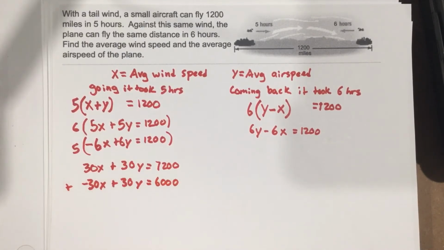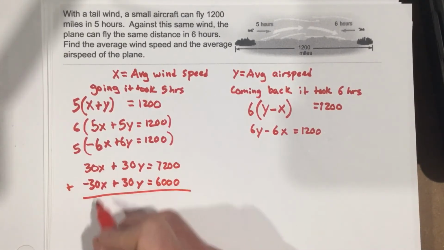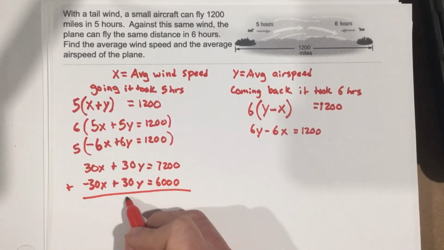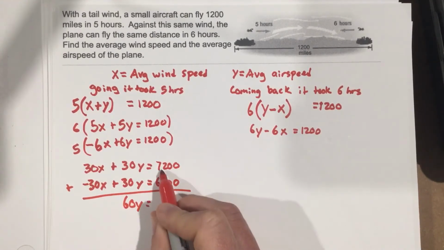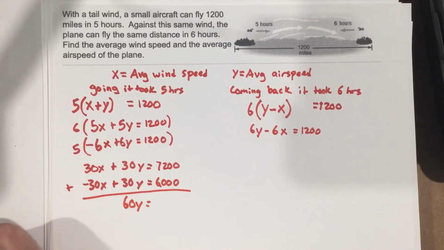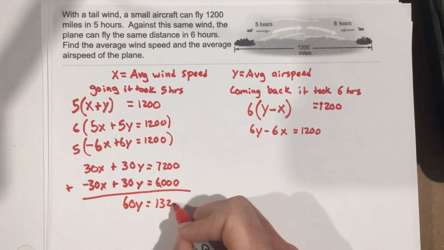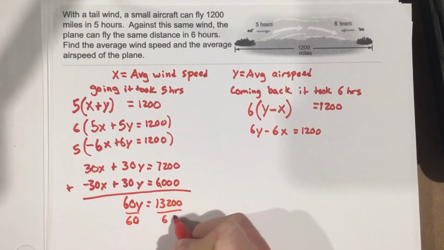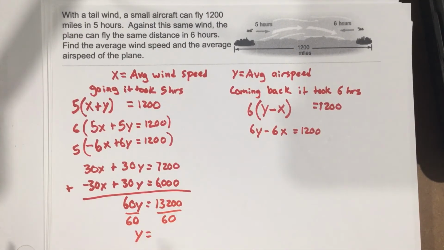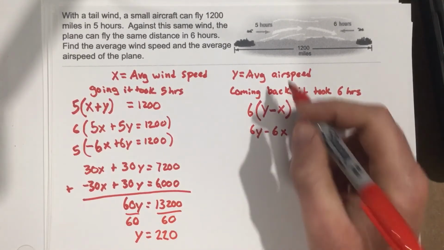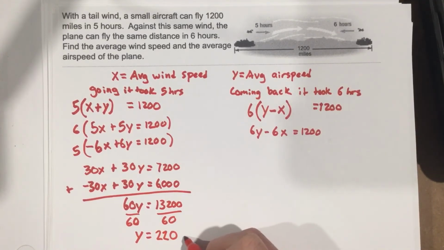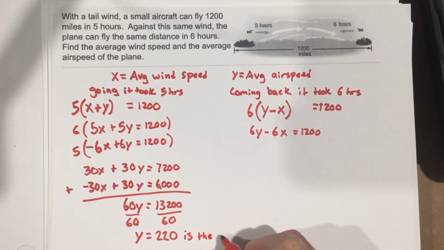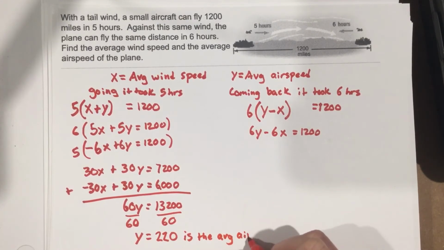Let's add the equations together. This gives you 0. This gives you 60y. And this gives you 7,200 plus 6,000, 13,200. Now we're going to divide by 60. And y equals 13,200 divided by 60, 220. So the average airspeed is 220.